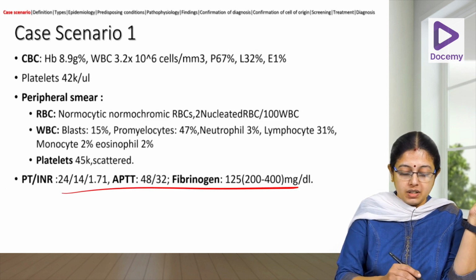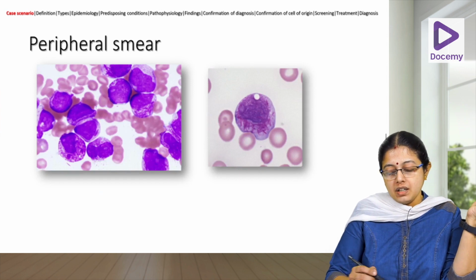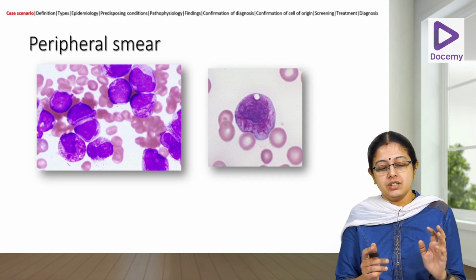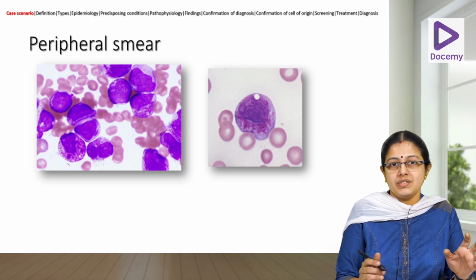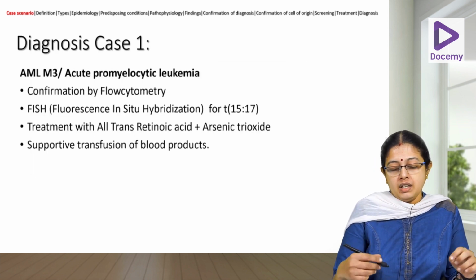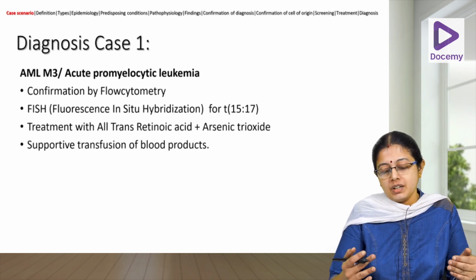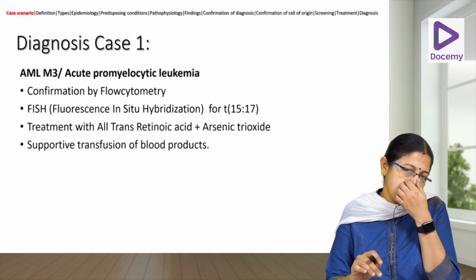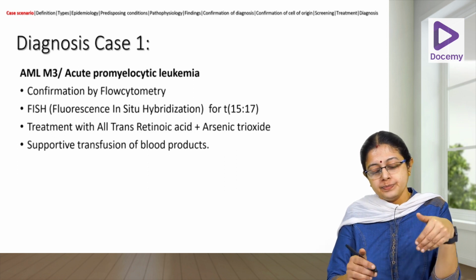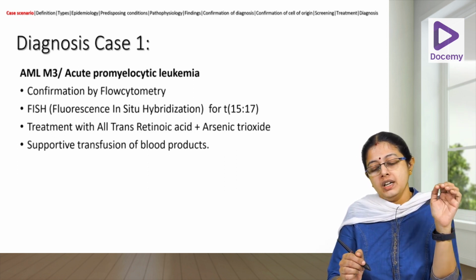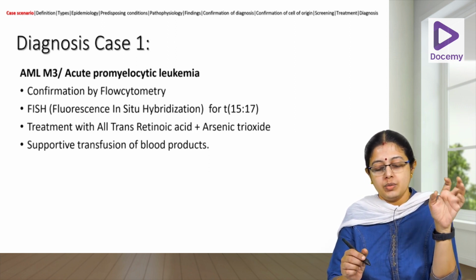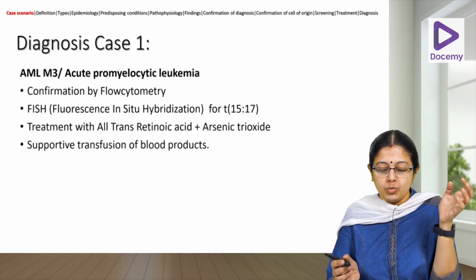So we had thought of, and in the peripheral smear, we had seen the Auer rods in this patient. He had the granules in the cytoplasm of the blast. The blasts were large, almost 7 times the size of the RBC. And so we reached a possible diagnosis of acute myeloid leukemia, AML-M3, acute promyelocytic leukemia. So again, the confirmation is by flow cytometry, and FISH for translocation 15;17 will clinch the diagnosis that it is acute myeloid leukemia M3, AML-M3, or acute promyelocytic leukemia.